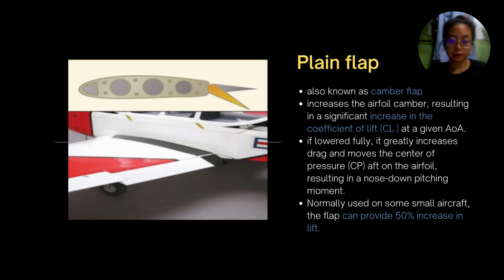So the first type is plain flap, which is also known as camber flap. Plain flap increases the aerofoil camber, resulting in a significant increase in the coefficient of lift at a given angle of attack. If it is lowered fully, it greatly increases drag and moves the center of pressure aft of the airfoil, resulting in a nose-down pitching moment. Normally, plain flap is used on small aircraft, and the flap can provide 50% increase in lift.